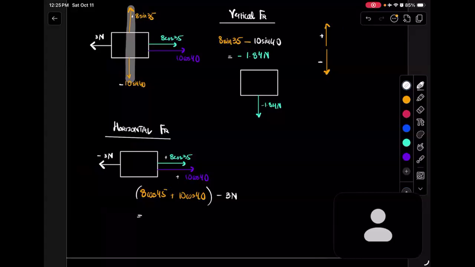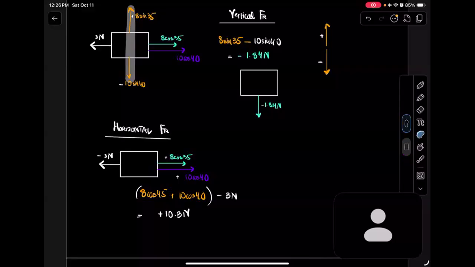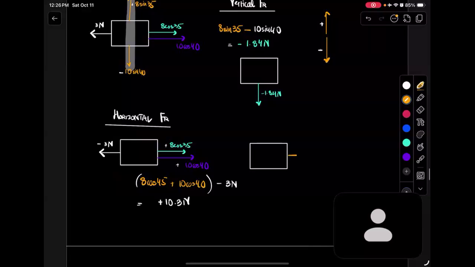Yes, Anya, making sense? 10 cos 40 minus 3. The resultant force is plus 10.3 Newton. That means if you take the resultant force of just this box, the horizontal part, it's actually plus 10.3 Newton resultant force. This is only for the horizontal part.